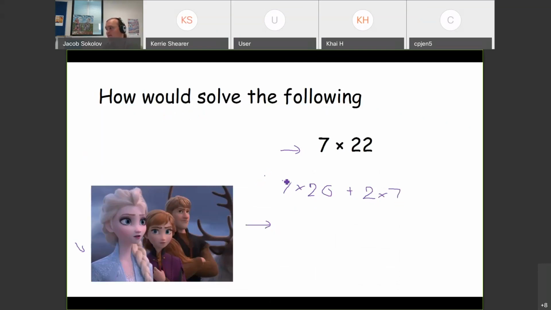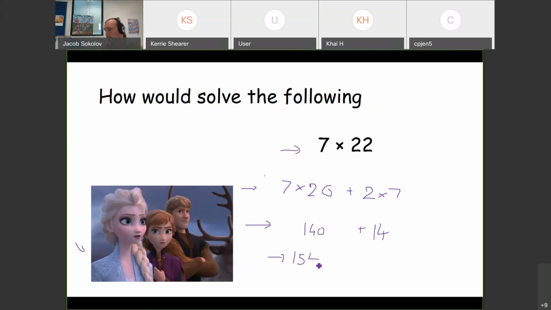We'll do the easiest part of this problem first. What is 2 times 7, guys? 2 times 7, quickly. We've got 14, brilliant. And the next one is 7 times 20. What would that be? 140. Brilliant. So guys, what is 140 plus 14? What do we get? Awesome, we get 154.